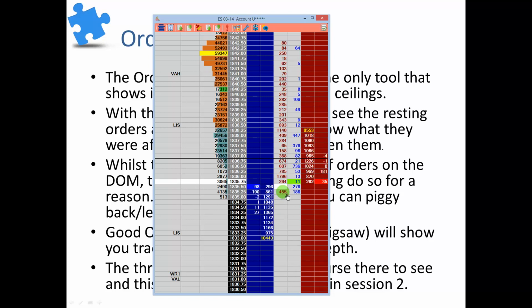Okay. Now at the same time, when you're looking for absorption, you're probably also going to see some high numbers here, which is the column that tells us they're actually adding more orders.